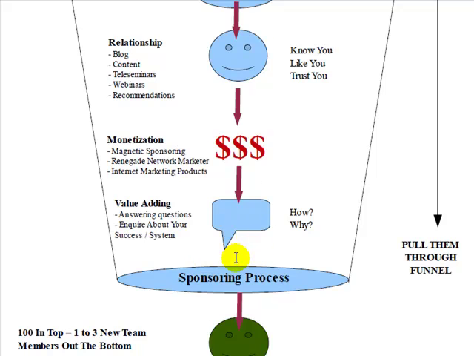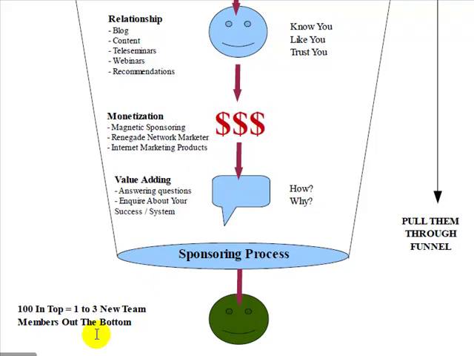Then there's going to be a percentage of people who come through and say to you, what are you doing as far as network marketing goes? It seems like you're having some success and you're doing well. Tell me about your company. And so you can put them into another funnel then, designed to qualify, sift and sort them for your particular network marketing opportunity. And I've made a note over here that for every 100 people you put in the top, if you do this smart, you're going to sponsor 1 to 3 new team members out the bottom.